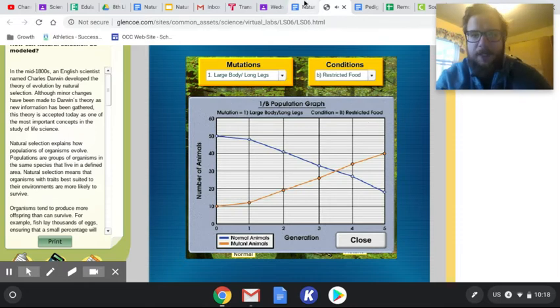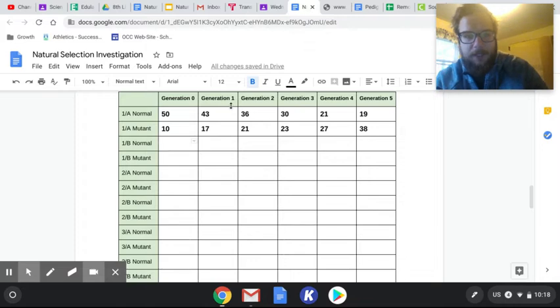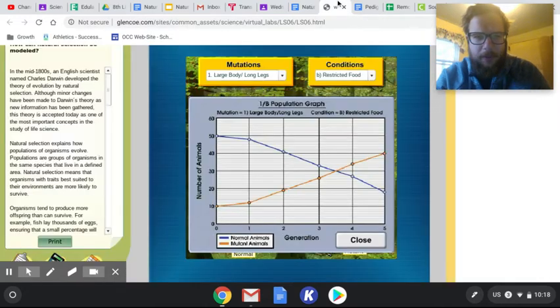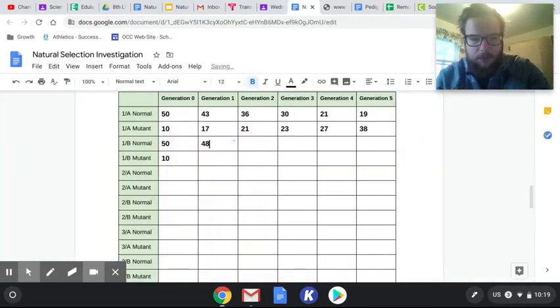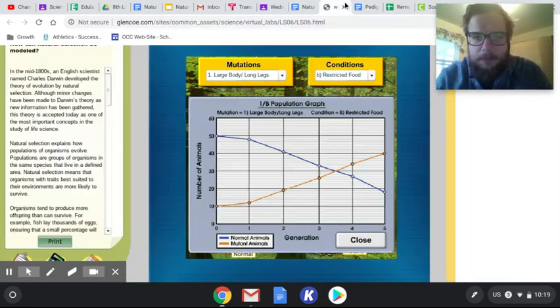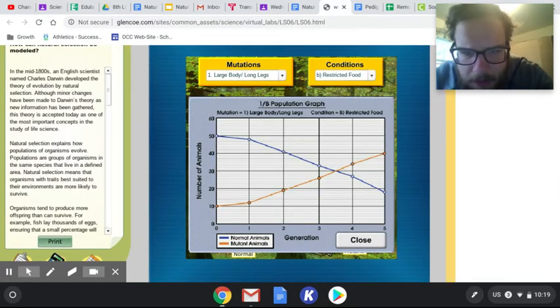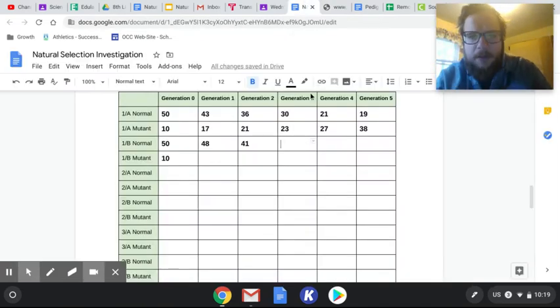So we're going to start with 50 and 10. We're at 1B now, okay? So we've got large body, long legs. B is restricted food. It's going to be 50 and 10 again to start with. I'm going to do it the other way now. I'm going to do all the normals first. So it's going to be 48 and then 41. This is probably the faster way to do it. And then it looks like it's 31, 33, 27, and then 18. So 33, 27, 18.